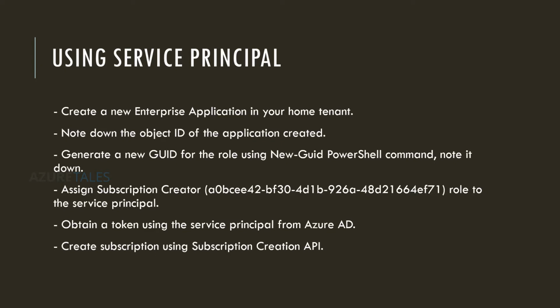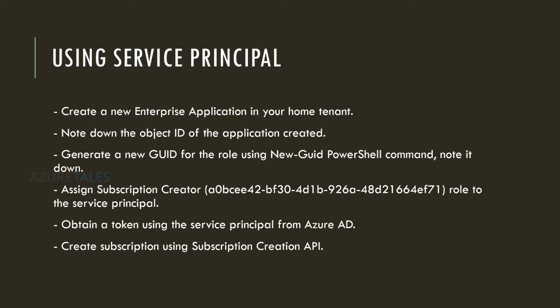Then you have to note down the object ID of that application. Once we have the object ID, we also need to create a new GUID. Every role assignment that we are going to give requires a unique GUID. So there are online GUID generators. Also, you can use the New-Guid PowerShell command to generate a GUID. This GUID will be used in our API call while we assign the subscription creator permission to the service principal. So the number that you see there, A0BCEE, that's the role definition ID for subscription creator.